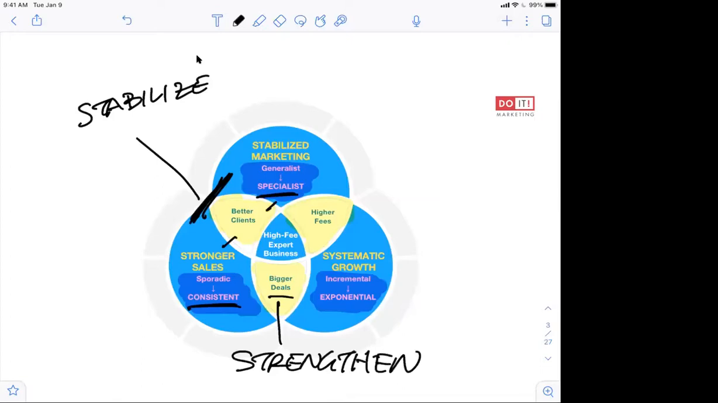So the operative verb there is strengthen. Why are we strengthening? Because now we have our sales dialed in, and we have some systematic growth, some revenue multipliers, some strategies that will separate your value from your personal time, attention, and presence. And we're going to come back to that concept of value separate from your personal time, attention, and presence.